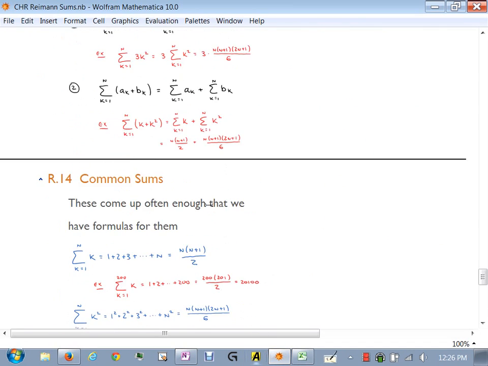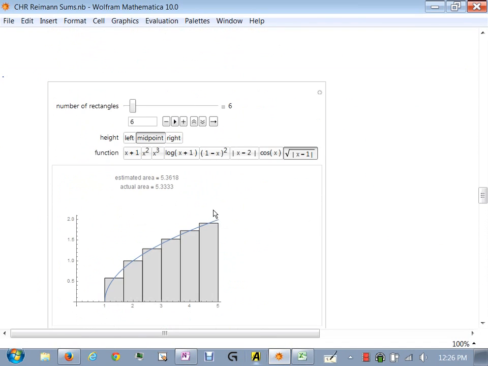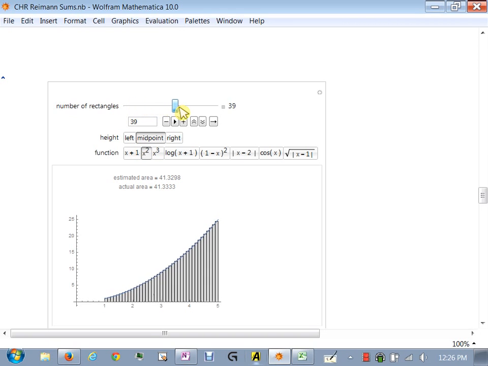So I'll go back to the thing I had here. I'll put x squared in here. Here's x squared between 1 and 5. The true area is 41.333. We let the number of rectangles go to infinity, and we got closer and closer. In fact, by letting it go to infinity, we got the true area, right? Exactly.